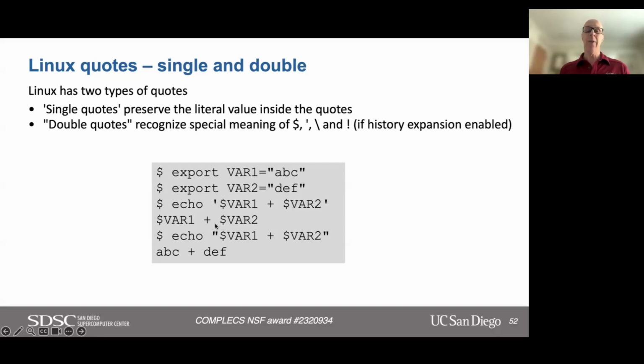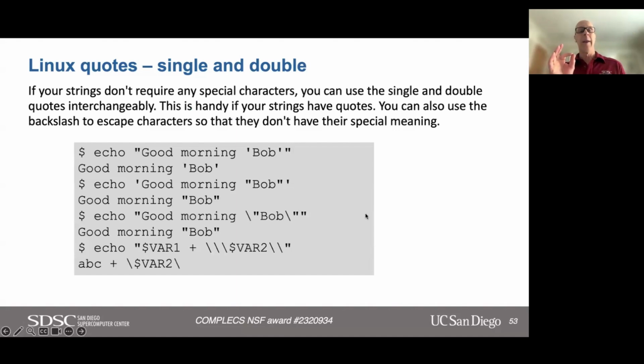If I use double quotes, now the dollar is going to retain its special meaning, which is to access the value associated with that variable. Now we do echo in double quotes, $var1 plus $var2, and I will see the contents of this variable. Now, if your strings don't require any special characters, you can use the single and double quotes interchangeably.